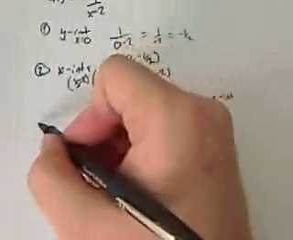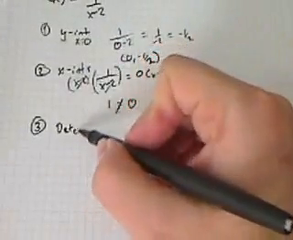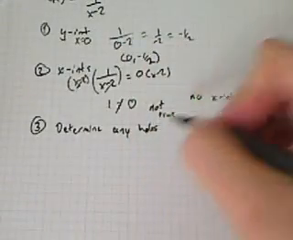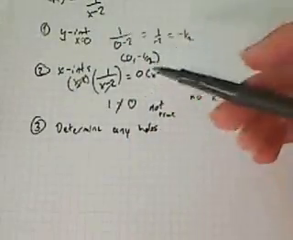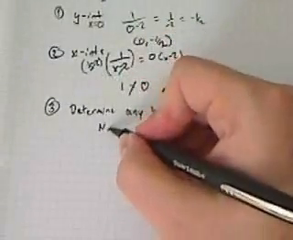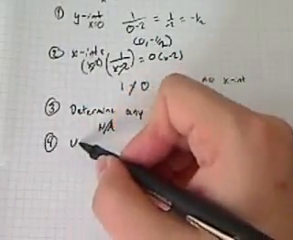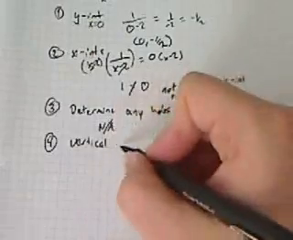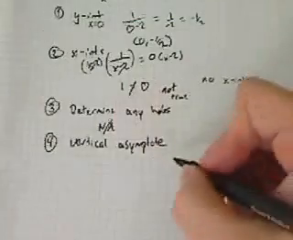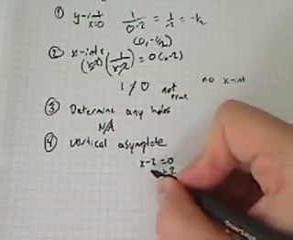Our third item we want to look at is we need to determine if there are any holes. And for us to determine any holes, we said that we had to be able to factor and reduce the equation. 1 over x minus 2 does not factor, no factors, no holes. Okay, our fourth item, a vertical asymptote. Set the denominator equal to 0 and solve for x. So x minus 2 equals 0, where x equals positive 2.